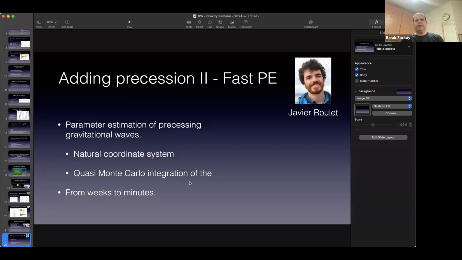Okay, so Javier has a code called Cogwheel. Javier is a part of our collaboration, and he has a code called Cogwheel that is using a few fantastic tricks like quasi-Monte Carlo integration of the extrinsic parameters and some natural coordinate system that will actually make sense to represent the spins in. And it really works, and it's fantastic.